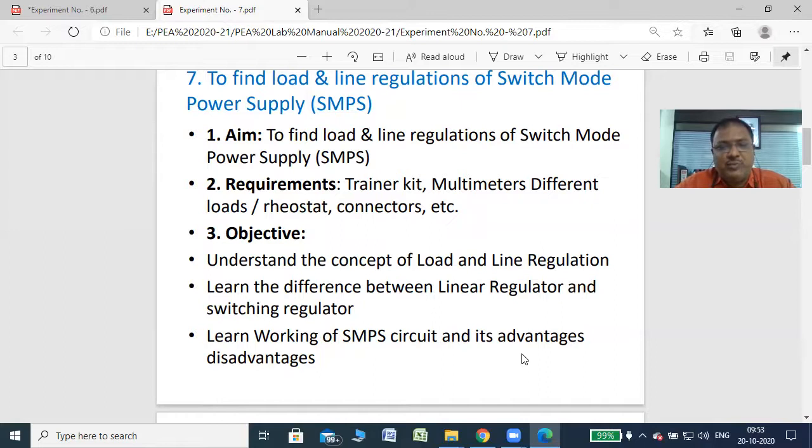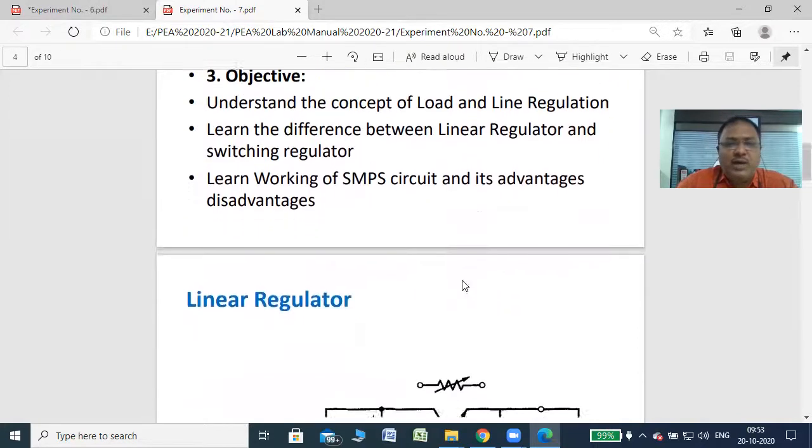Whatever change in output voltage occurs as you change the load current, that is nothing but your load regulation. For the second one, line regulation, the load current is kept constant and we change the line voltage and observe the output voltage of the regulator. Ideally the output voltage should be constant, but practically there will be a small change, which we observe on the multimeter. So this is the load and line regulation.